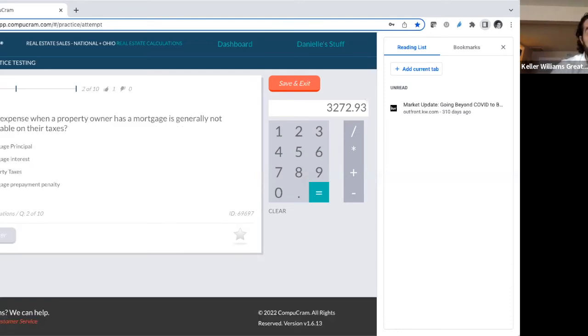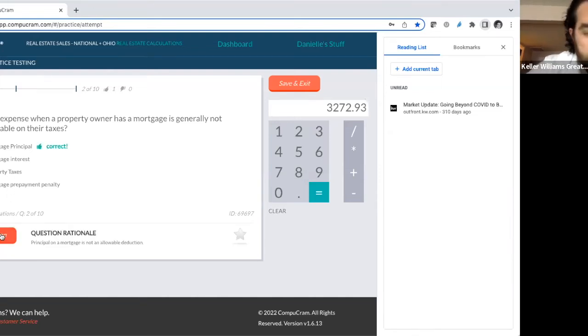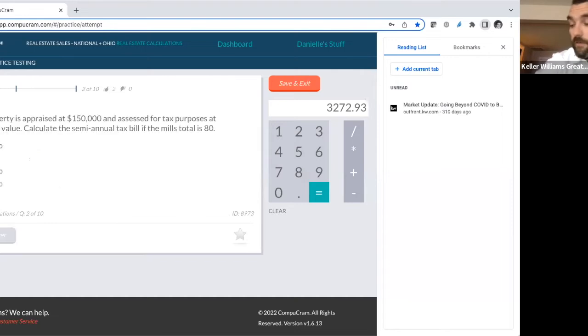All right, question number 2, which expense when a property owner has a mortgage is not generally deductible from their taxes? Is it A, their principal, B, their interest, C, their taxes, or D, the mortgage prepayment penalty? Which one is not generally deductible? Yeah, it's going to be your principal. Unfortunately, that is not allowed as a deduction. You can deduct your interest and your mortgage prepayment penalty. You can't deduct your taxes from your taxes, which would be nice because then you wouldn't have to pay taxes.